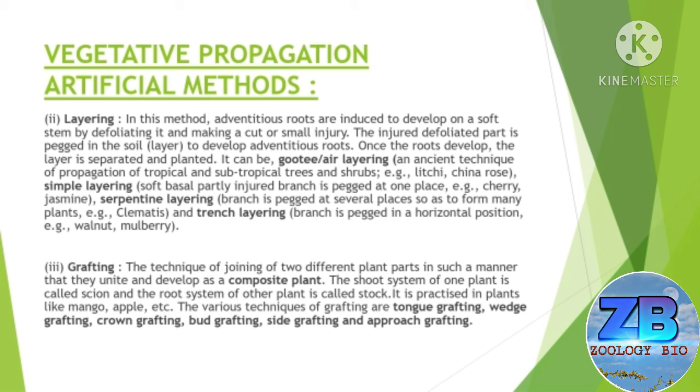The third one is grafting, the technique of joining two different plant parts in such a manner that they unite and develop as a composite plant. The shoot system of one plant is called scion and the root system of the other plant is called stock. It is practiced in plants like mango, apple, etc. The various techniques of grafting are tongue grafting, wedge grafting, crown grafting, bud grafting, side grafting, and approach grafting.